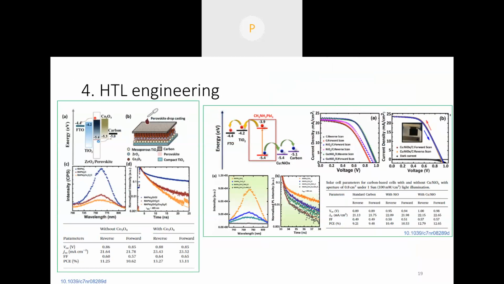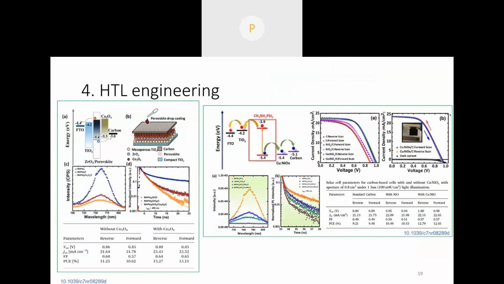Another approach, as I already mentioned, is that your hole transporting layer, or either the work function of your carbon electrode, matters a lot. You can see the band diagram here. If your valence band is here and the carbon is around 5.0 or 5.1 after some modification, and the gap increases, the VOC loss will increase. So in these cases they added one more hole transporting layer.